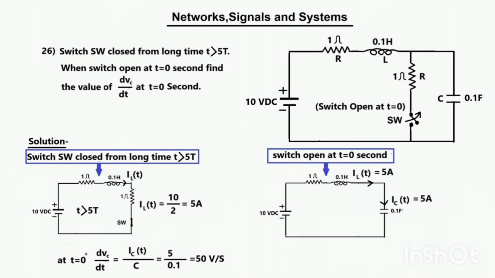When the switch opens at time t equal to 0 seconds, we redraw the circuit. Here the current IL(t) equals 5 ampere and IC(t) is also 5 ampere.